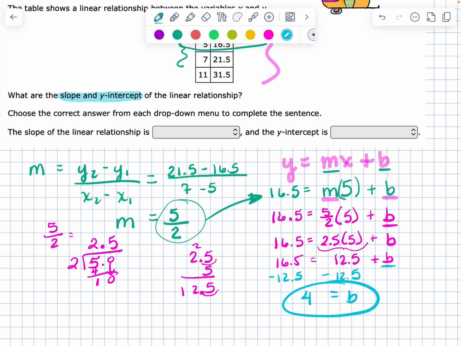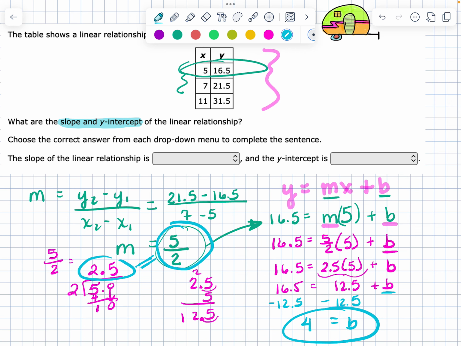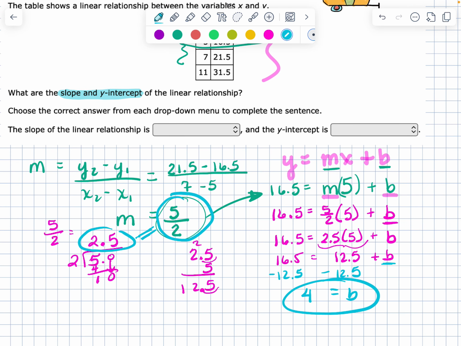That is my y-intercept. This is my slope. This is also my slope, 2.5. So these are equivalent, right? So when you go to enter the answer here, it might say 2.5 and it might say 5/2. So just be aware. If it doesn't have exactly what you want, you might have to convert it. And then the y-intercept is going to be 4.